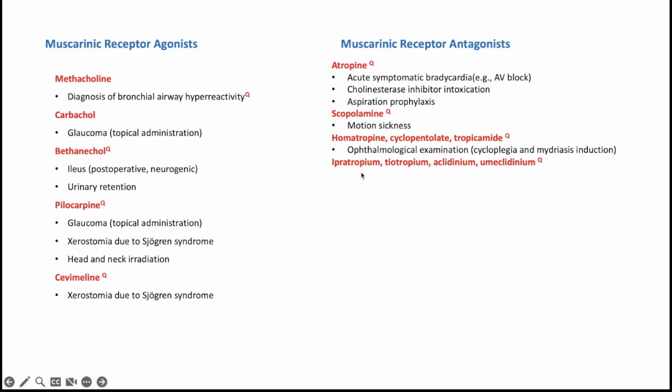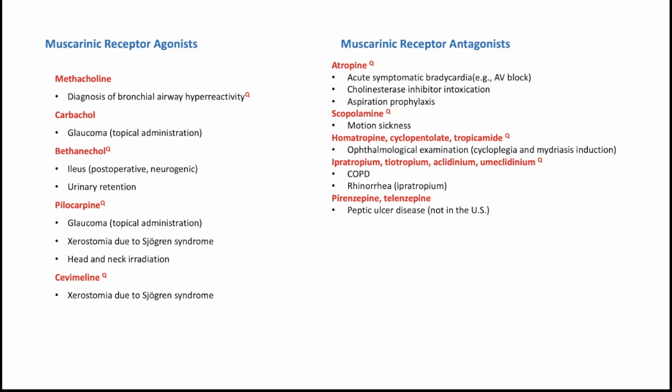And next we have ipratropium and tiotropium, which are mainly used as inhalational agents in the treatment of COPD and bronchial asthma. So ipratropium bromide and tiotropium bromide are M3 receptor antagonists, which are useful in the treatment of asthma and COPD, as these drugs are going to decrease the secretions and the bronchoconstriction mediated by receptors in the smooth muscle. Next we have pirenzepine and telenzepine.